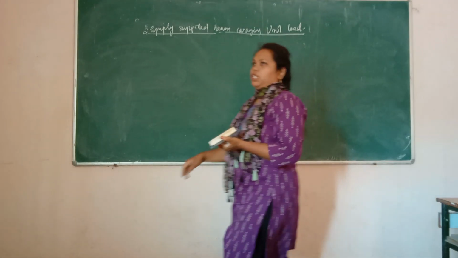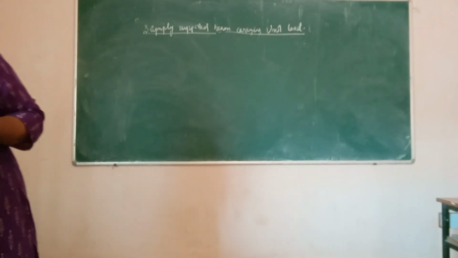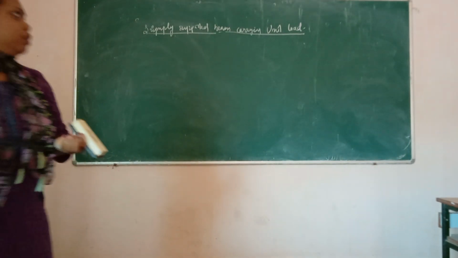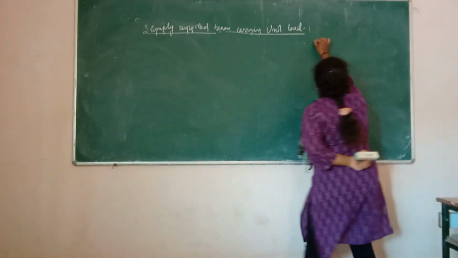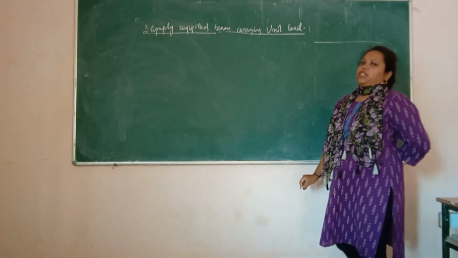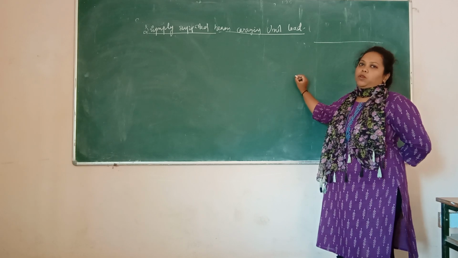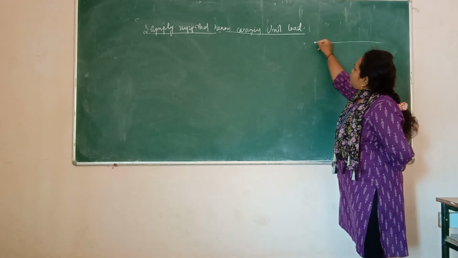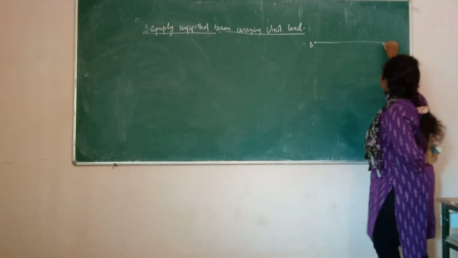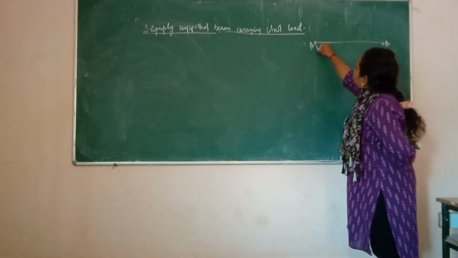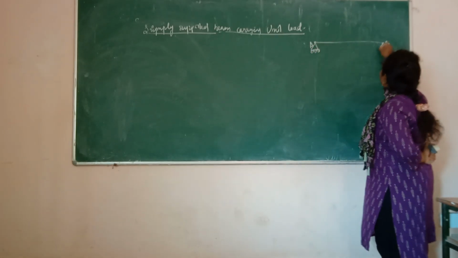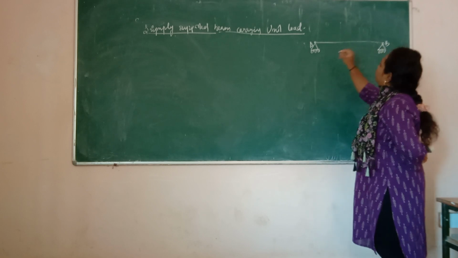Today we are going to study the simply supported beam which carries a unit load or point load. The simply supported beam is a type of beam in which two supports are given at the two ends of a beam. Like this is a beam, this is point A and this is point B. So two supports are given at point A and also at point B.